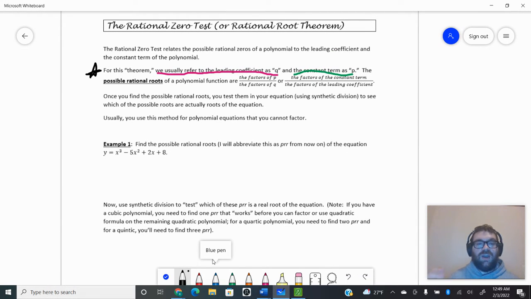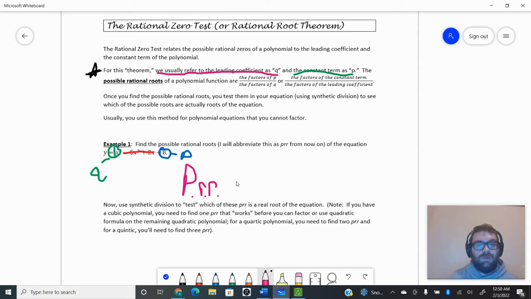So we have x to the third minus 5x to the second plus 2x plus 8. And again, we don't care about the two middle terms. We only care about the first term and the last term. So here's our p, denoted here in blue. Here's our q, denoted here in green. So we ask ourselves, what are all the factors of p? So the possible rational roots, PRR.